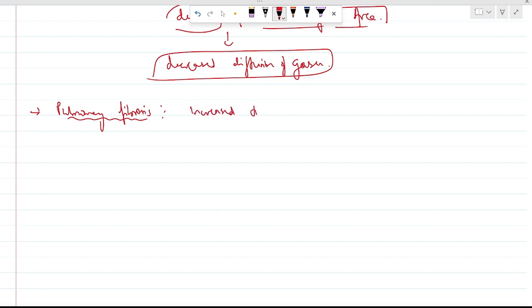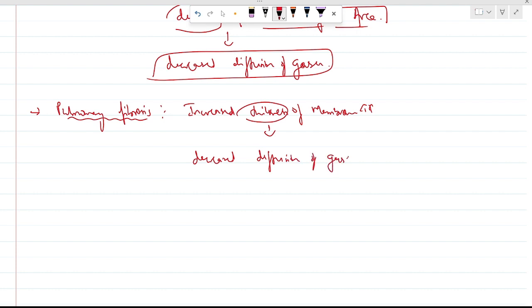First you see emphysema, then this condition of pulmonary fibrosis, where there is increased thickness of the membrane. Here the thickness of the membrane increases multifold, which leads to decreased diffusion of gases. We have seen the diffusion of gases is inversely proportional to thickness. So increased thickness of the membrane leads to decreased diffusion of gases.